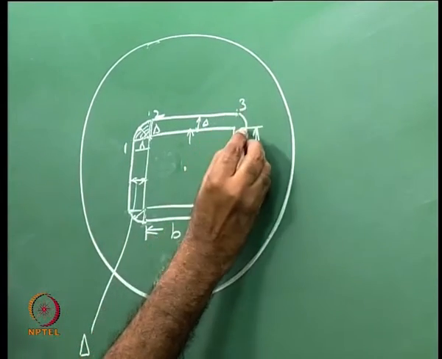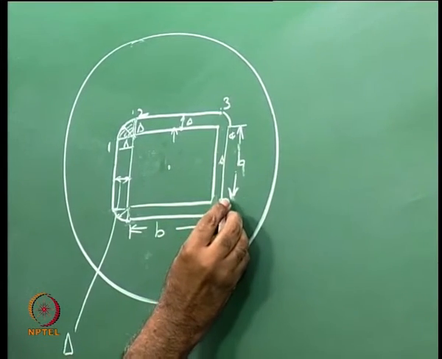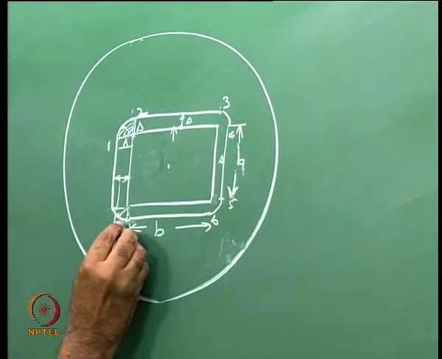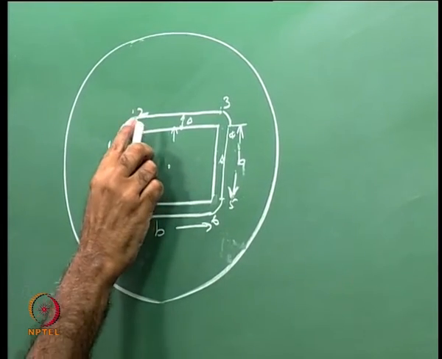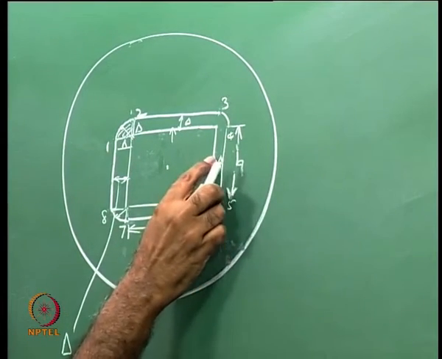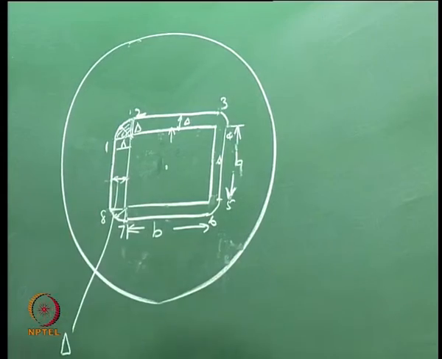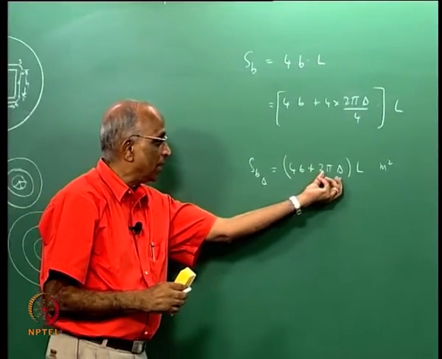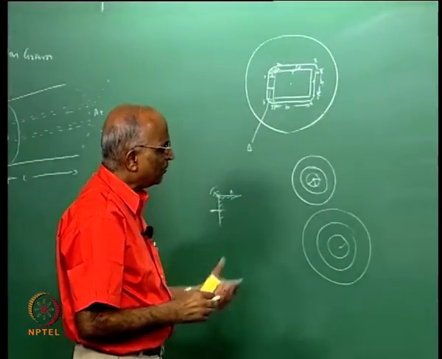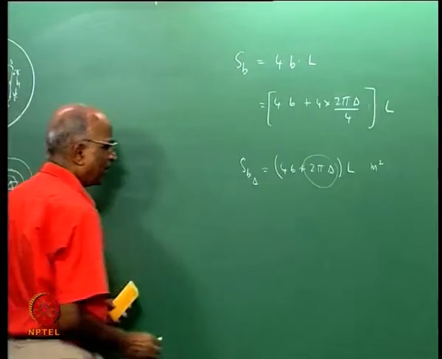Similarly, from 3 to 4 the length is 2 pi delta by 4, from 5 to 6 the same thing, and maybe 7 to 8, whereas surfaces 2, 3 is equal to the initial perimeter over here, and this is equal to the initial value. Therefore, I still have 4b plus 2 pi delta into L meter square. Therefore, I find that the burning surface area keeps increasing for each delta like this, and how long will it keep increasing?